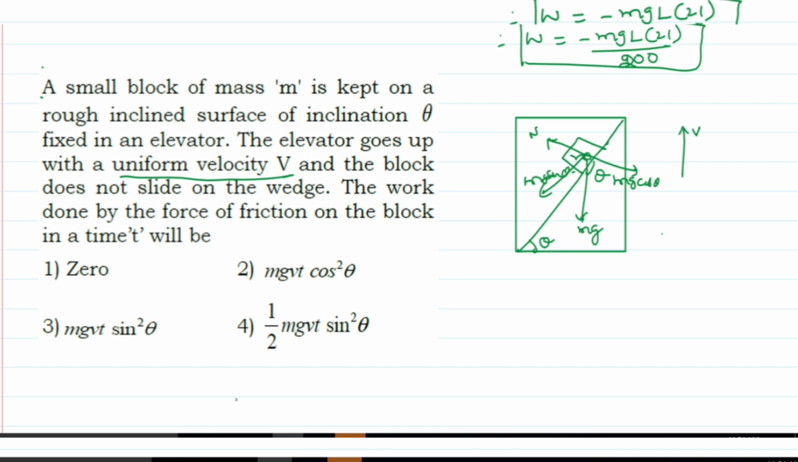If the body is moving upwards, the displacement of the body is along this direction. This is the normal reaction, and the frictional force is acting along this direction, opposite to the direction of the motion. The angle here will be 90 minus theta.